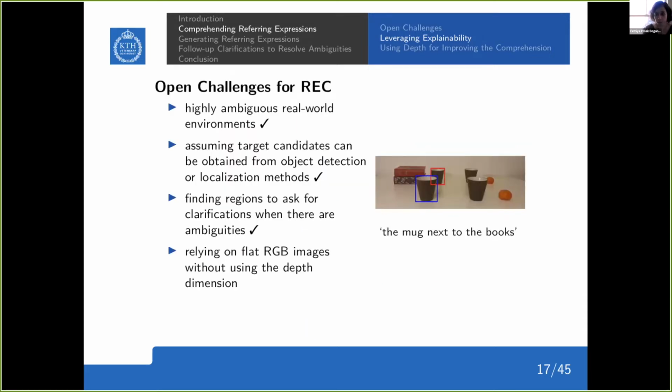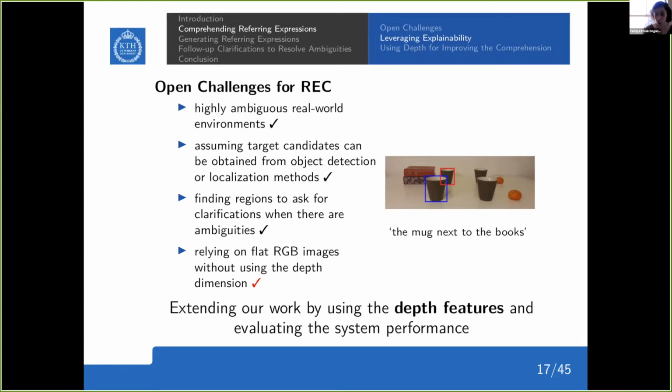So that was the first method that we focused on to address these first 3 challenges, but we were still relying on RGB images, and we weren't using the depth features at all while comprehending these expressions and finding the regions. But in the real world, if you see this example, the mug next to the books, in 2D, one might think that the mug closest to the books would be the one in the blue bounding box, but in reality, in 3D, it's the one in the red bounding box. So depth information matters in this kind of comprehension. To address this challenge, we extended our work with the depth features.